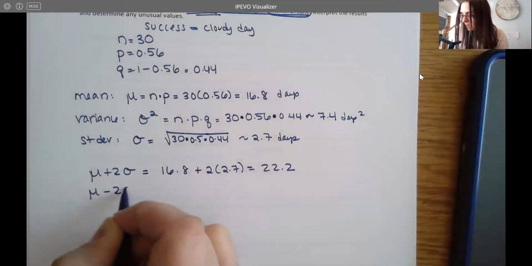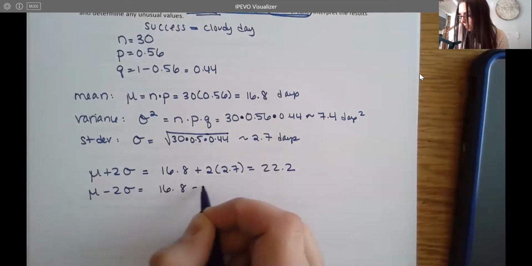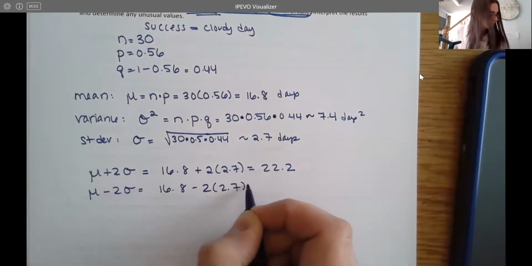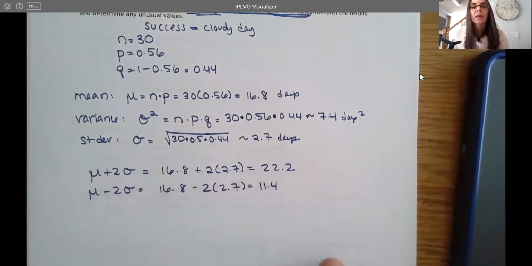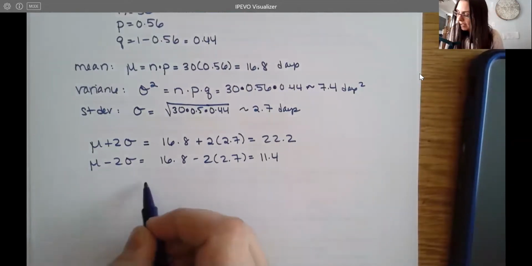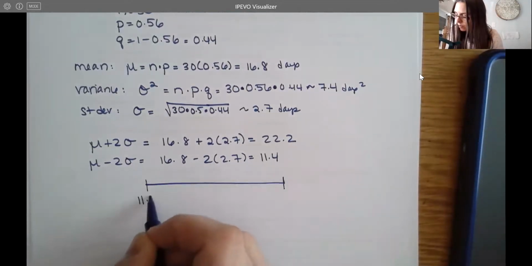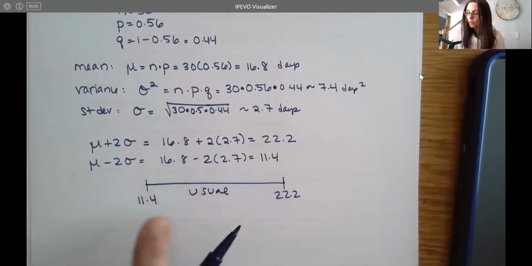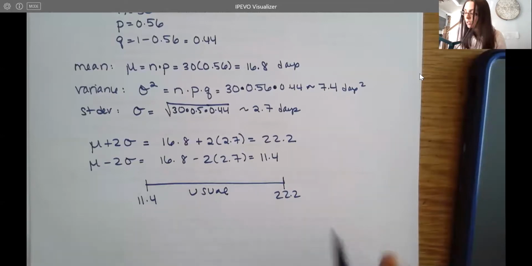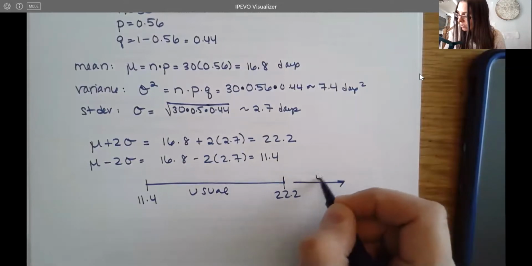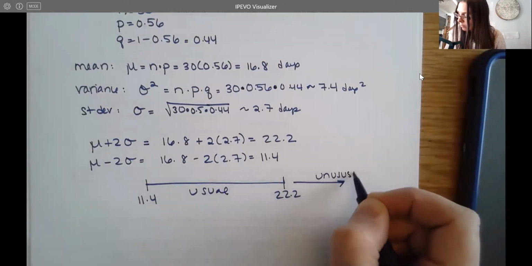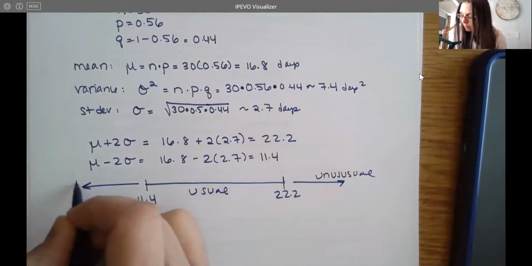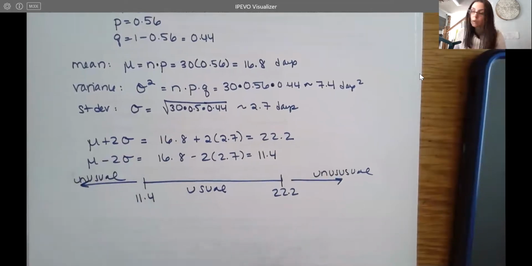And if we do our mean minus 2 standard deviations, we get 11.4. So remember, for standard deviation, anything in between 11.4 and 22.2 is considered usual. So if you have between 11.4 and 22.2 cloudy days in the month of June, this would be considered totally normal. Anything beyond that is unusual. So if you are beyond this, now you're starting to have unusual weather, or if you're beyond it this way, you're starting to have unusual weather.